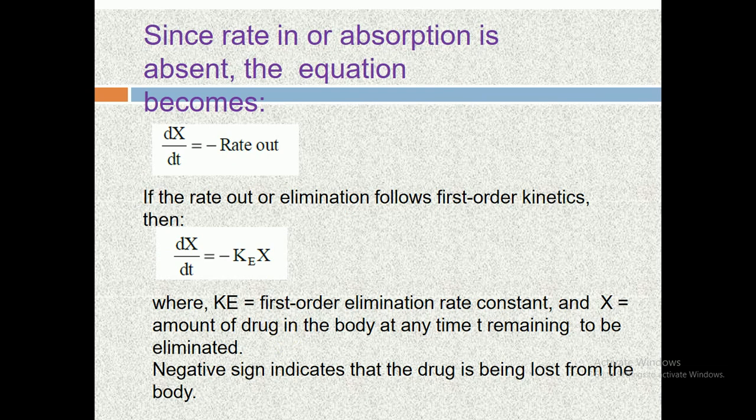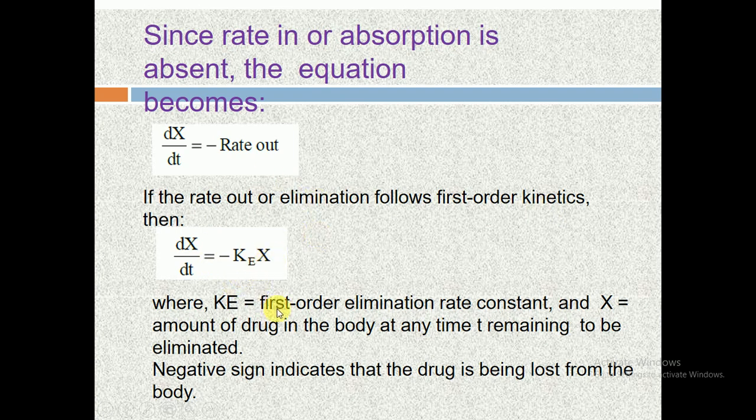When the rate in or absorption is absent, the equation can be written as dX/dt is equal to minus the rate out, because in this case the rate in or absorption is absent. Now suppose the rate out or elimination follows first order kinetics, then dX/dt is equal to minus KeX.